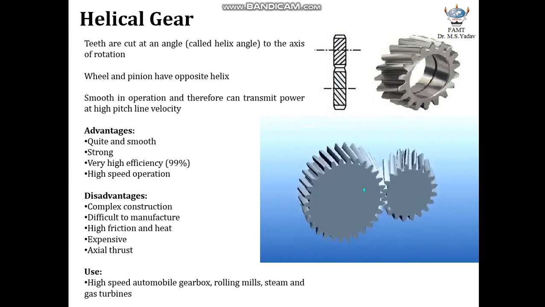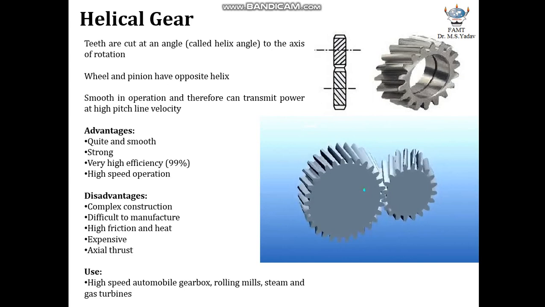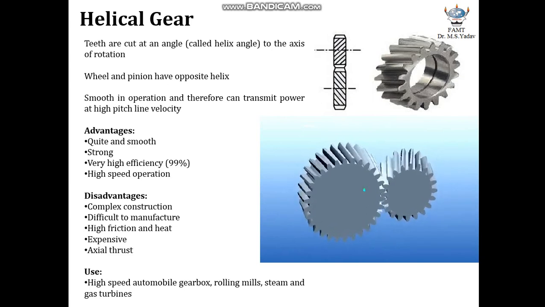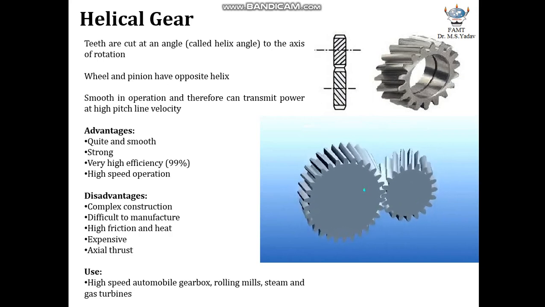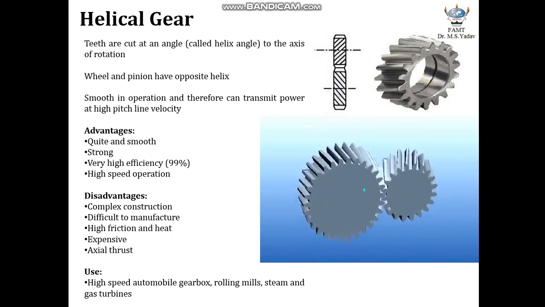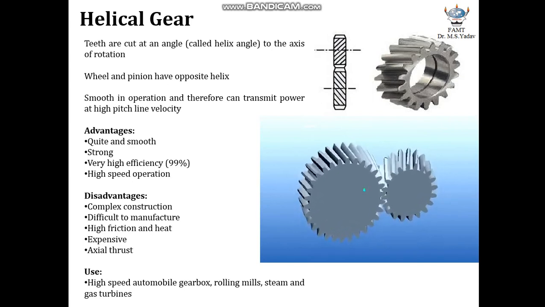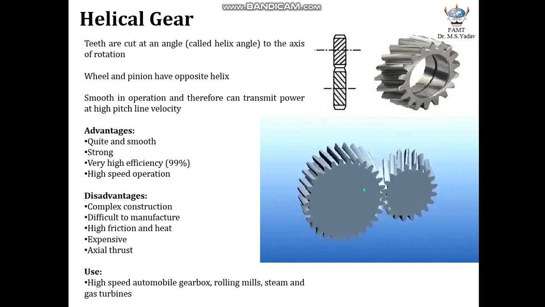However, due to complex construction, these gears are difficult to manufacture and expensive as well. High friction and heat is also a disadvantage of using this gear. Since teeth are cut at an angle, axial thrust acts on the gears. These gears are used in automobile gearboxes, rolling mills, and gas turbines.